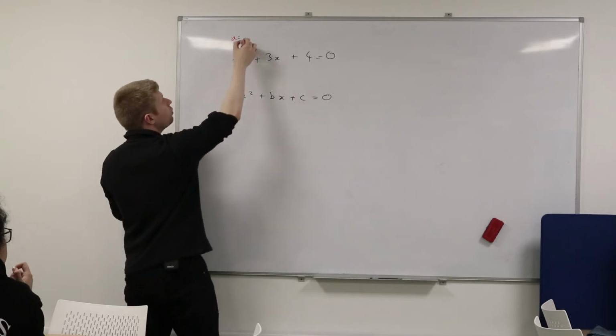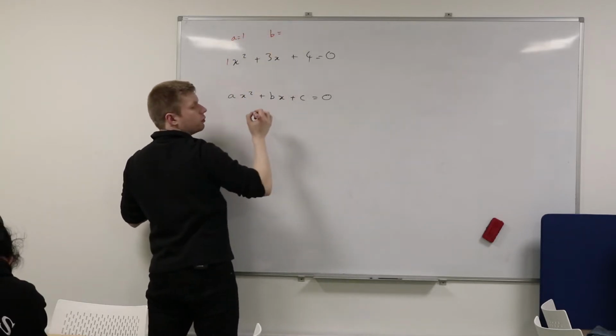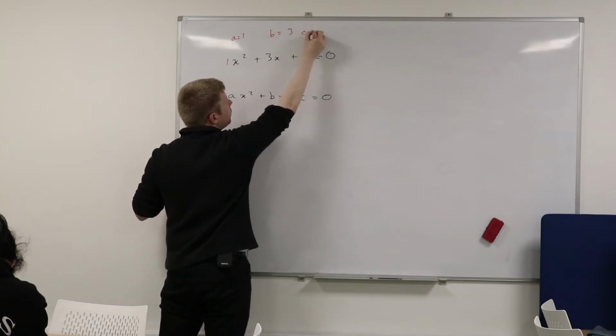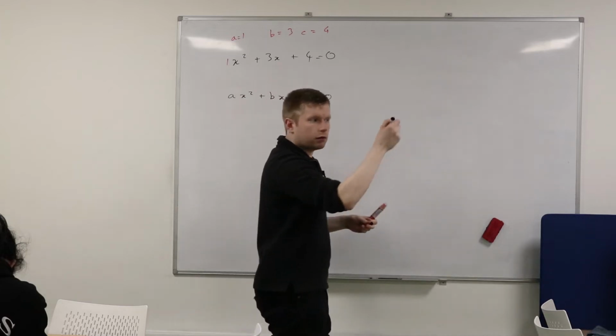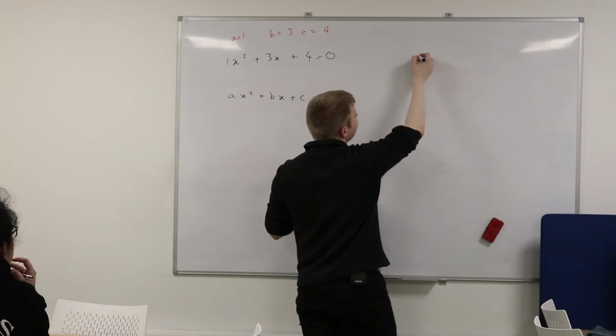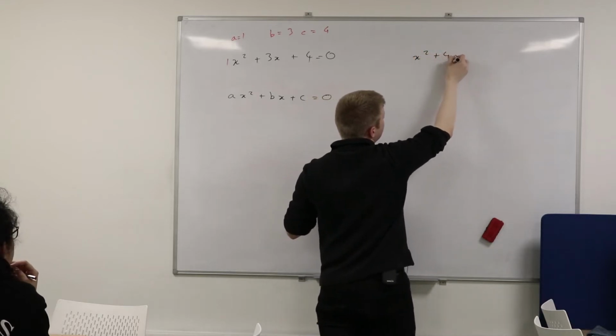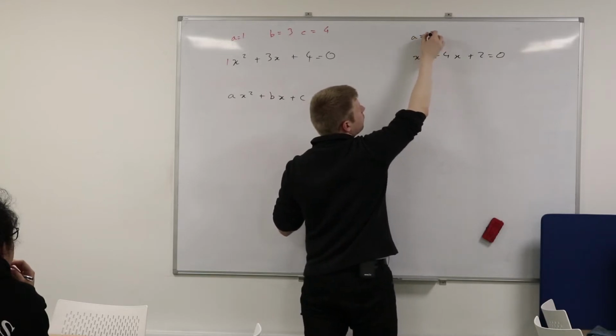1. A is equal to 1, right? There's a 1 hiding in the front there. What's B equal to? 3. And what's C equal to? 4. Give me another quadratic. Any quadratic you like. x squared plus 4x plus 2. Okay? What would A, B and C be equal to? 1, 4, 2. Good.